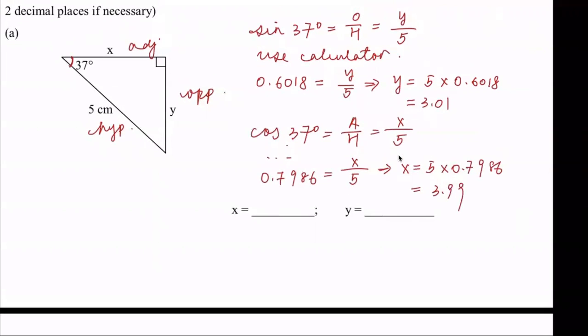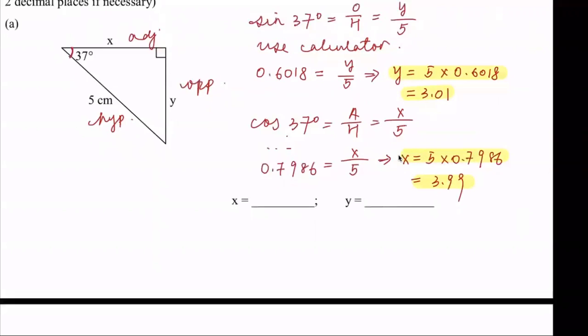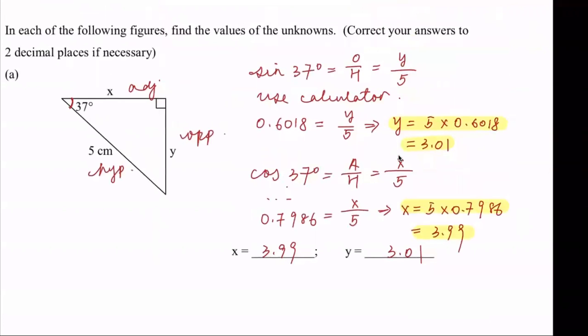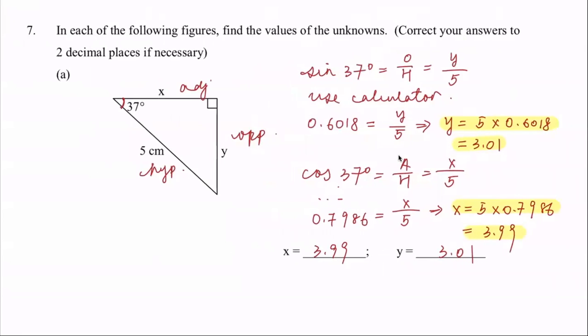Okay, so here, these two are our answers. X is equal to 3.99 and Y is equal to 3.01. So basically this question, we solved this question by using sine and cosine. Okay, if we want, we can use tangent too, but in this particular question, both adjacent side and opposite side are unknown. So there's no point of using tangent because tangent is the ratio of opposite side and adjacent side. Okay, so here, that's part A.